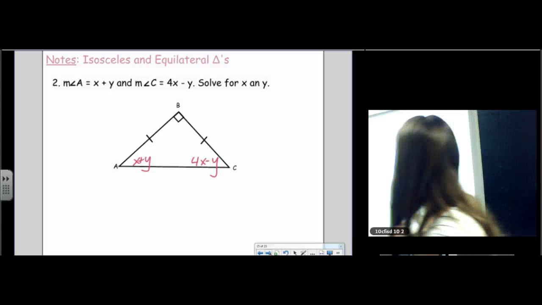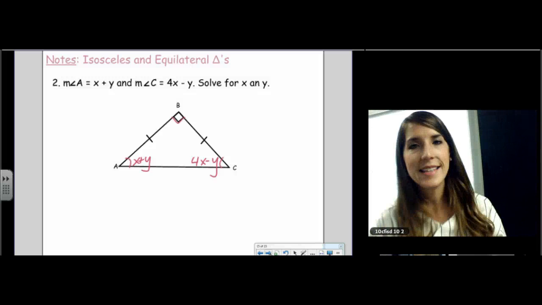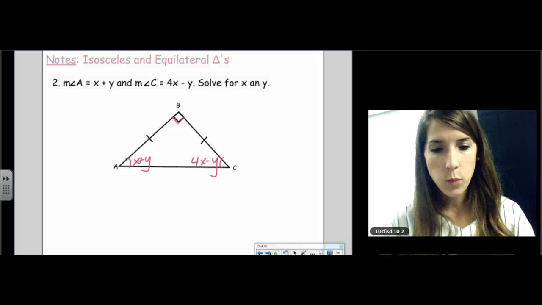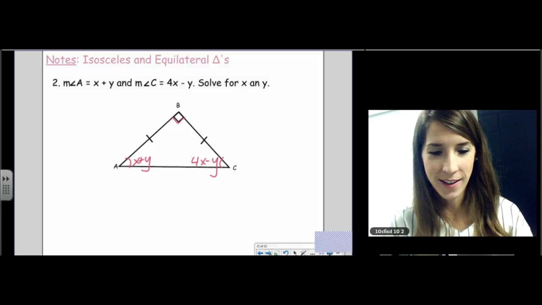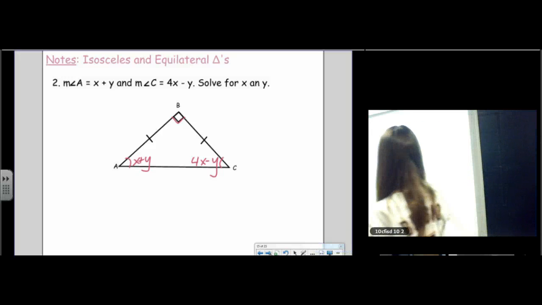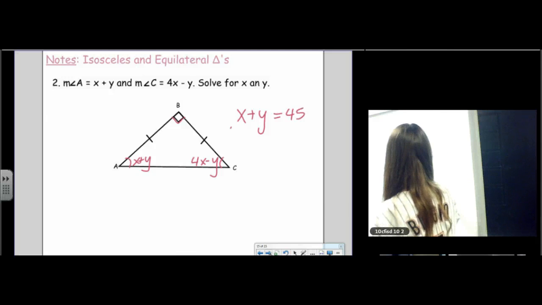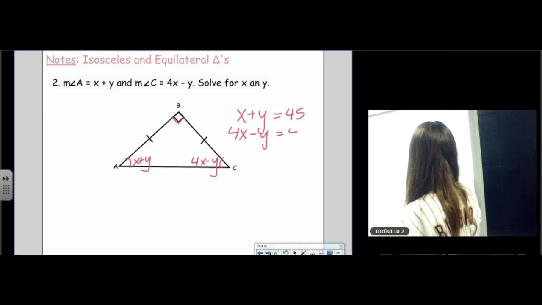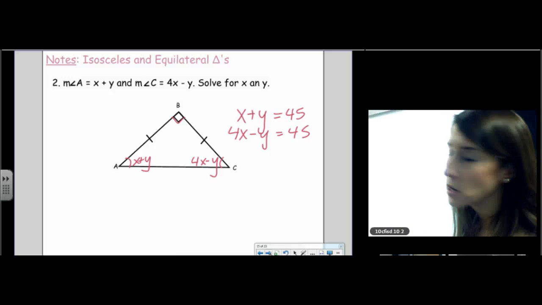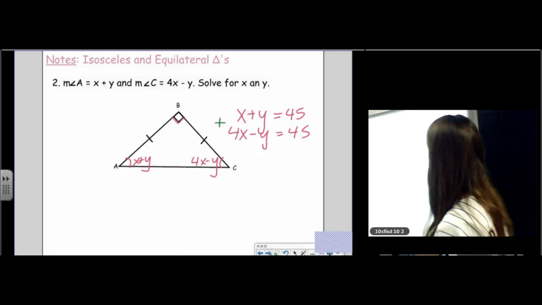If this angle's 90, and these two angles are congruent, then what is the measure of those two angles? What is 180 minus 90 divided by 2? They both 45. Okay. They are both 45. So x plus y is 45, but also 4x minus y is 45. This is already beautifully set up for elimination.